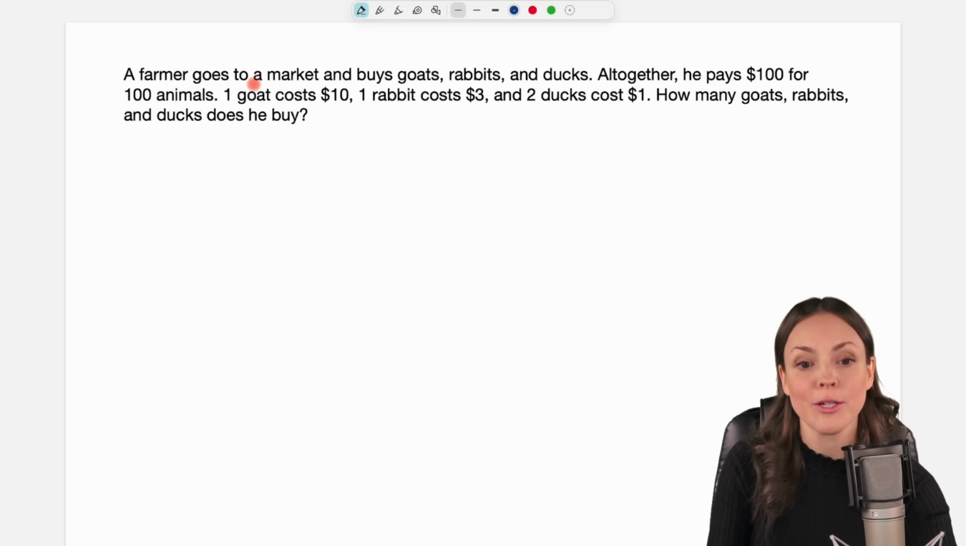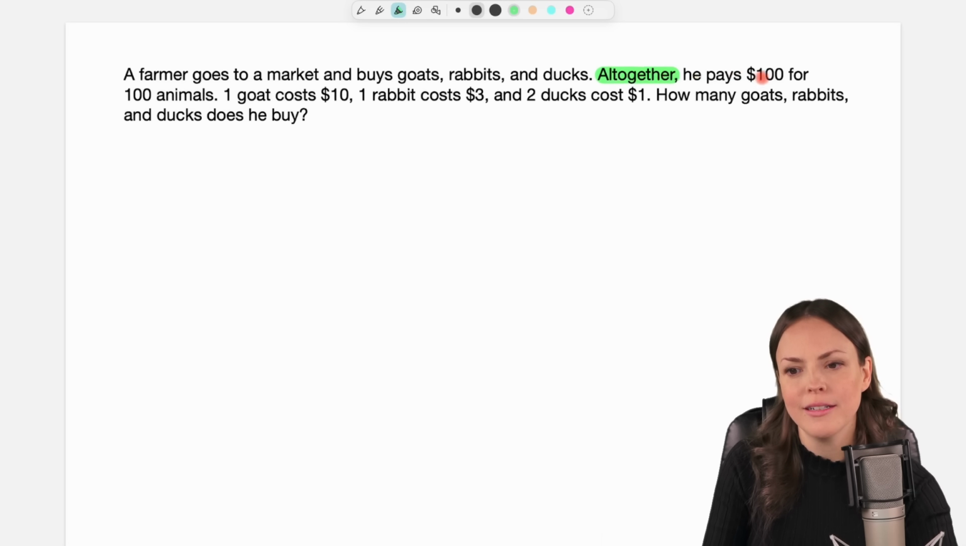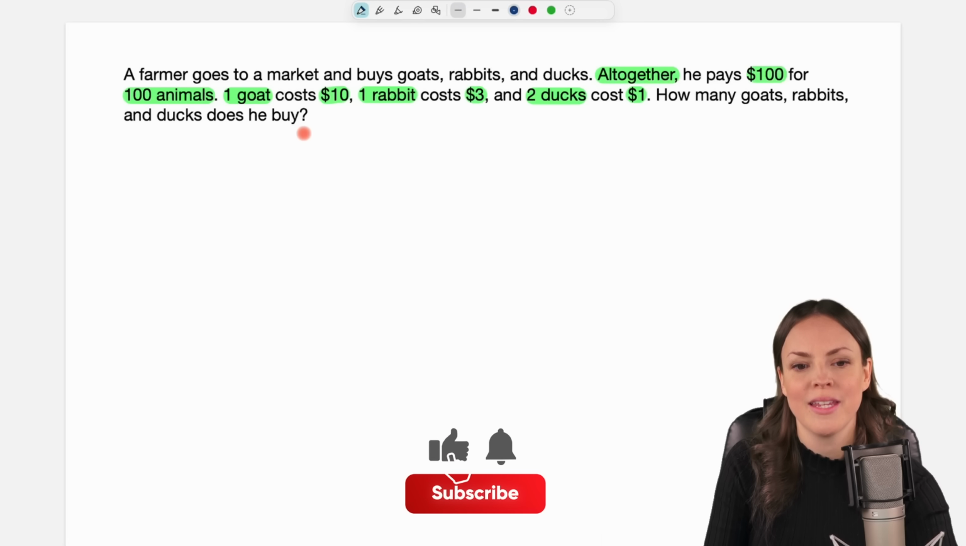A farmer goes to a market and buys goats, rabbits, and ducks. Altogether, he pays $100 for 100 animals. One goat costs $10, one rabbit costs $3, and two ducks cost $1. How many goats, rabbits, and ducks does he buy?